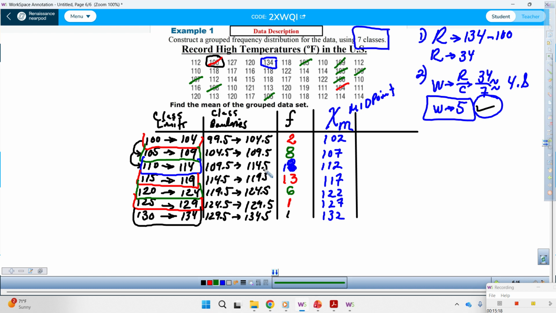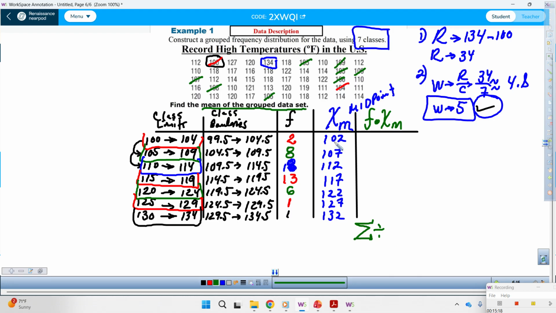Is that correct? However, I'm going to add one more column because now we need to find the mean of this grouped data set. How do we find the mean, Mr. Q? Well, all we have to do is take the frequency multiplied by the midpoint. From there, we find the sum of all those numbers and divide by the number of numbers. That's how we find the mean. Is that correct? All right, so let's get started.